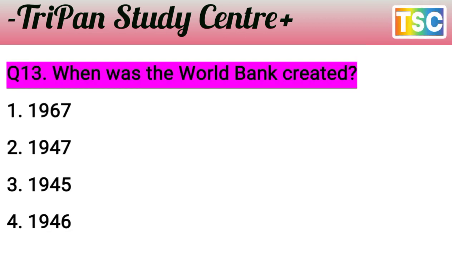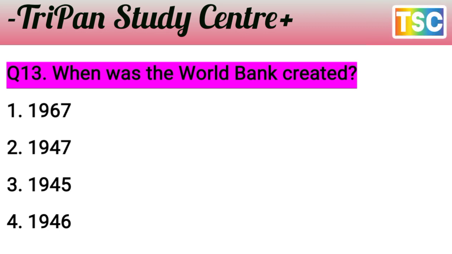Next question on your screen. The question is important here. When was the World Bank created? That's an important question. The options are: 1, 1967. Second, 1947. Third, 1945. And fourth, 1946. Three options are nearby but one is different. It means that is most important.